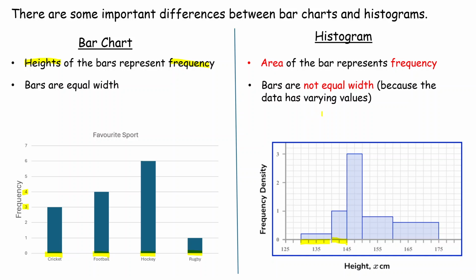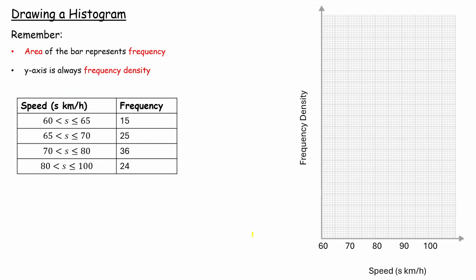Also, another key feature is that all of the bars are connected in a histogram, which they're not with a bar chart. And on the y-axis, we've got this new term, which is called frequency density, and we'll see what that really means in the next slide. Okay, so let's now look at drawing a histogram.